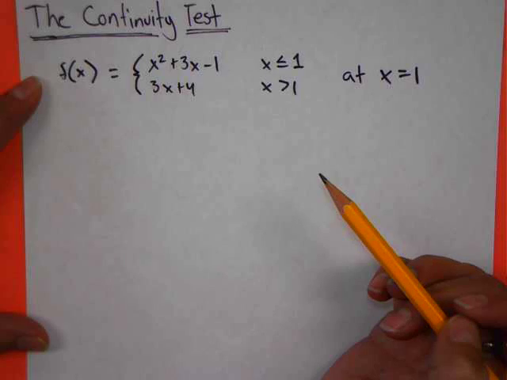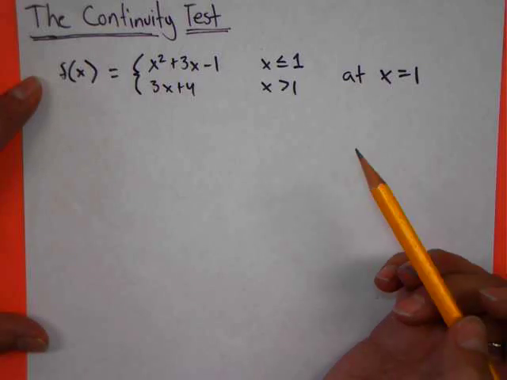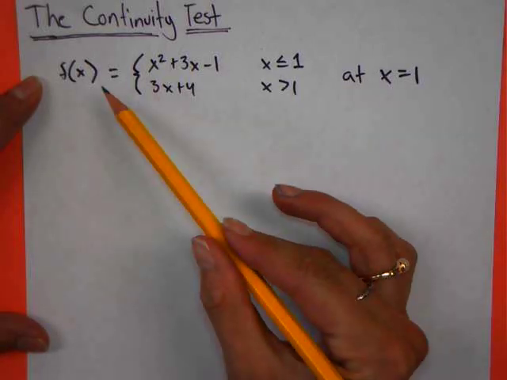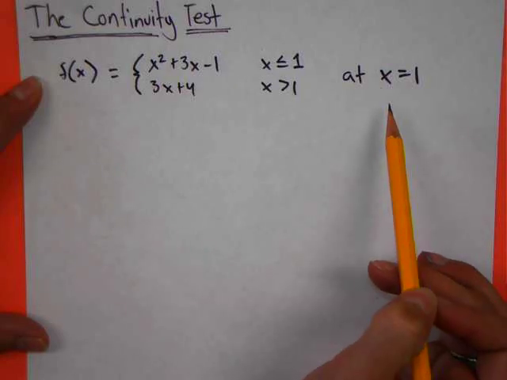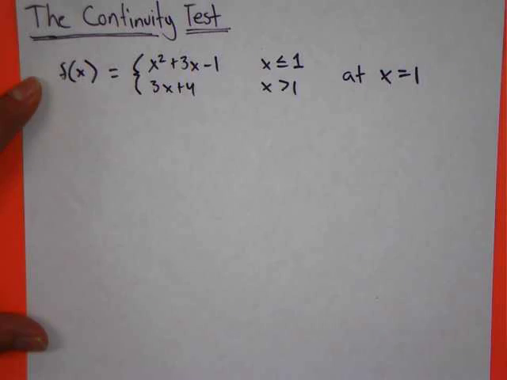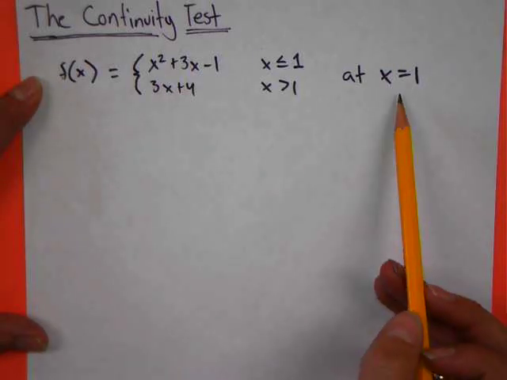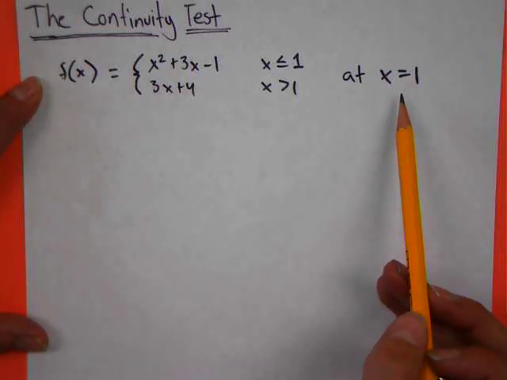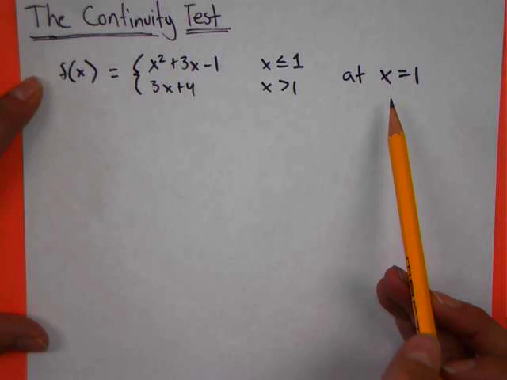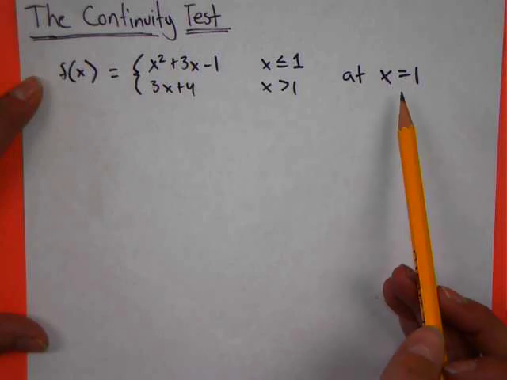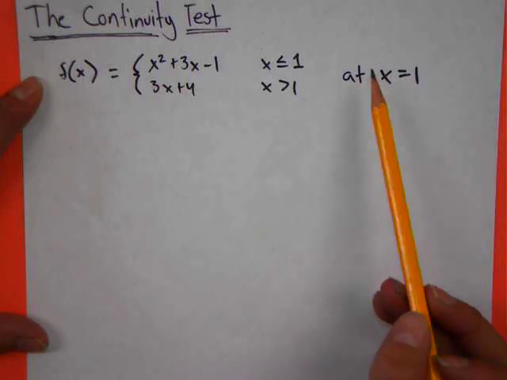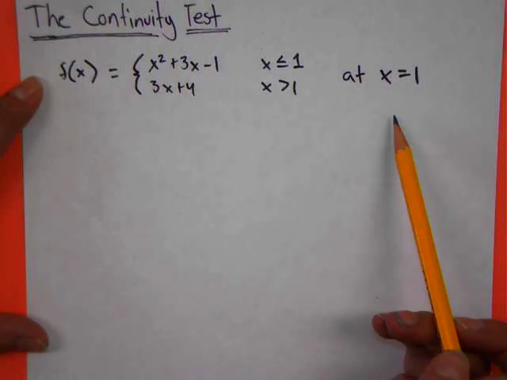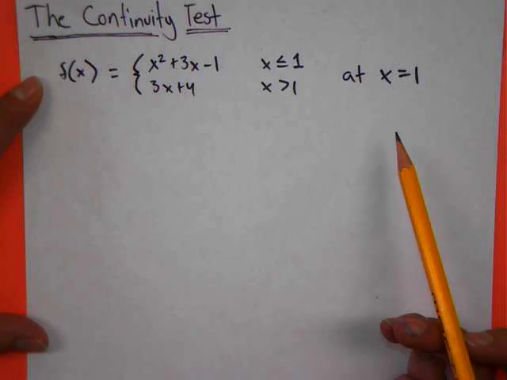Now, we learned that for our continuity test, we need to show three things. First, we need to show that f of x can be evaluated at this specific value, x equals 1, and that it exists. Second, we need to check from the right and the left side of x equals 1. We need to make sure that f of x has the same value. And third, we need to see that the value of the function that we got for f of 1 is the same as that left and right side approach.